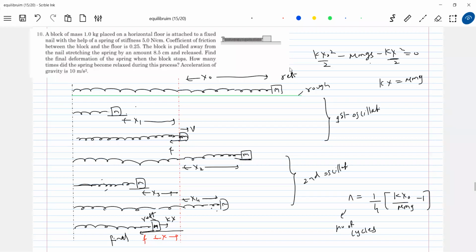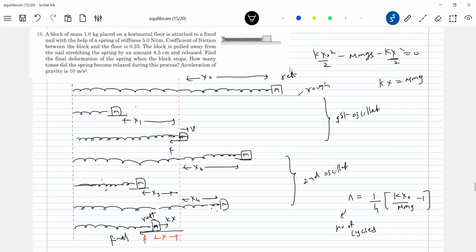And what is this? Total distance covered. If they ask you to find the total distance covered by the block, you need not do anything. No need of any formula. Directly, the initial potential energy of the spring. As it moves, friction does negative work, and friction is a non-conservative force, depends on path length. What is S? S is the path length of the block for n oscillations.